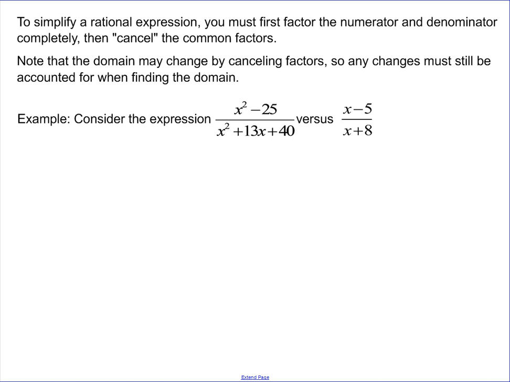Okay, so we've talked about how to find the domain of a rational expression. Our next job is talking about simplification. How do we actually simplify a rational expression? I think to explore that, it's helpful to look at two expressions and compare what's going to happen. I've looked at x squared minus 25 over x squared plus 13x plus 40 versus x minus 5 over x plus 8, which you might already suspect something about here.